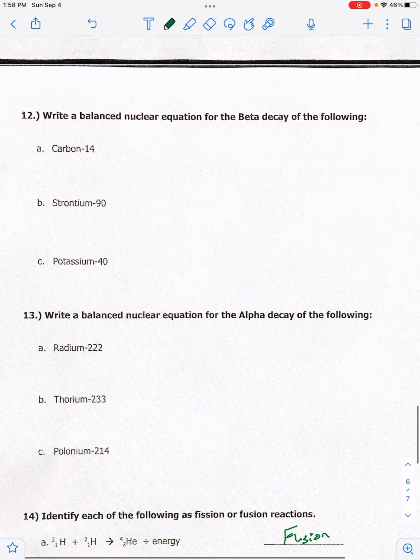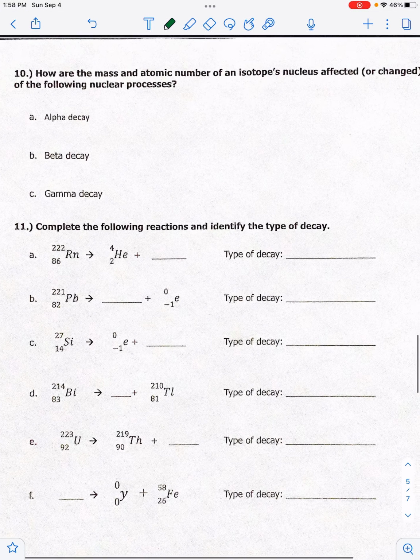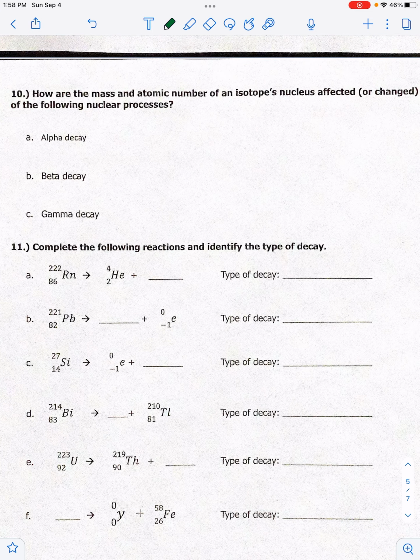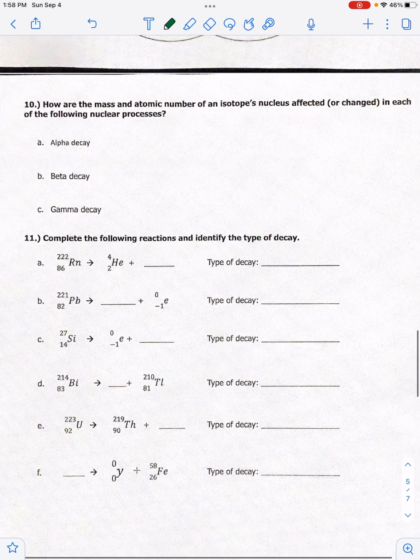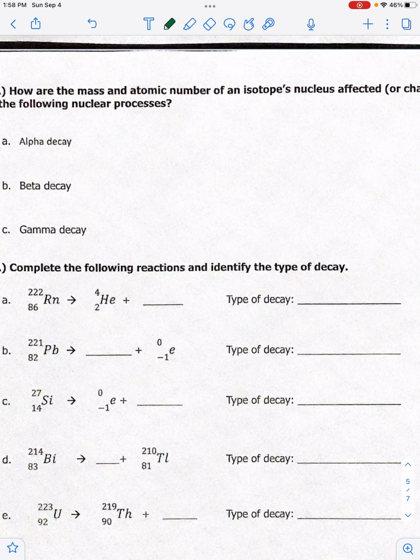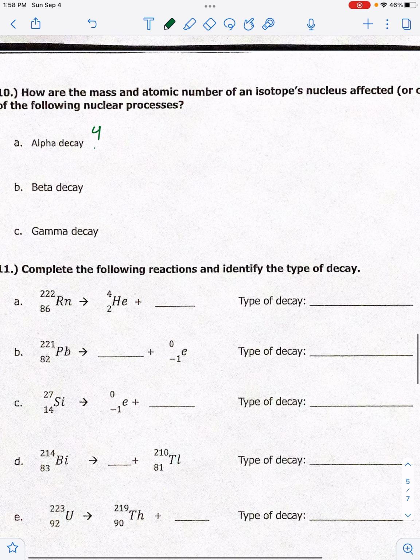Now, last bit, we'll go to the decay equations. Number 10 says, how are the mass and atomic numbers of an isotope nucleus affected or changed in each of the following processes? If I get rid of a 4,2 helium, my mass would go down by 4 because I lost 4 mass number. My atomic number would go down by 2, because I lost 2 protons.